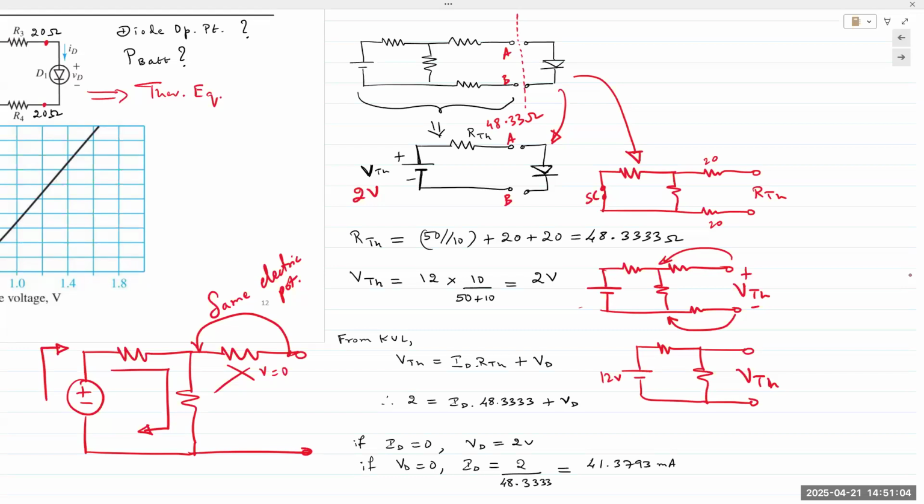That's why Thevenin and Norton circuits are important. It allows us to quickly determine what voltage and current is being seen by a particular component. Yes.